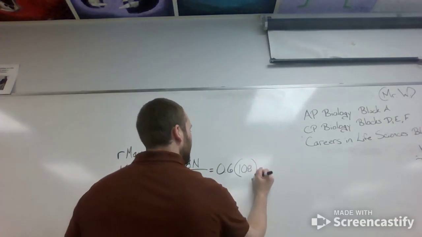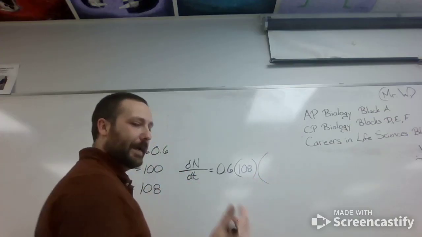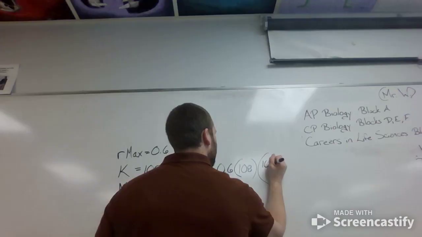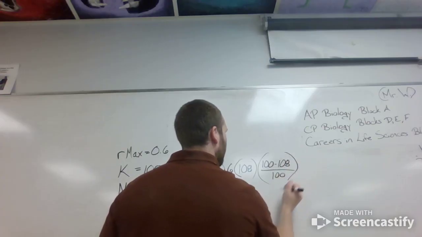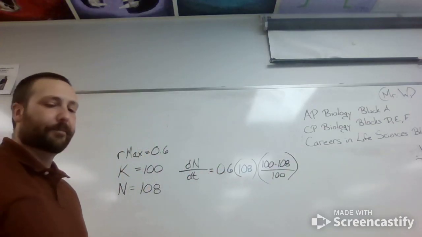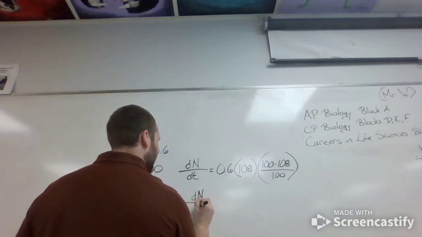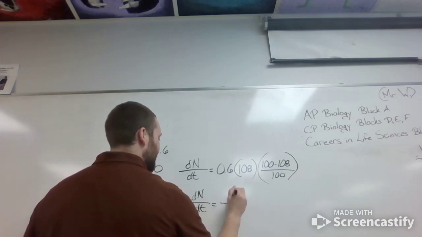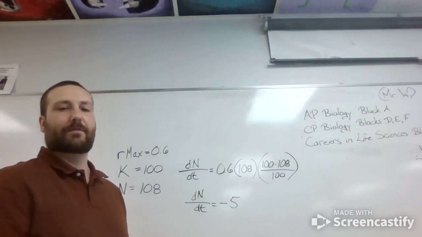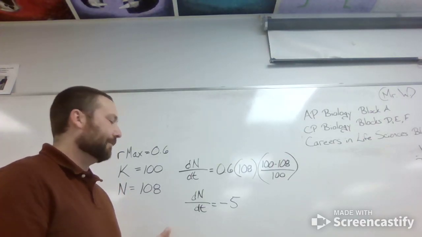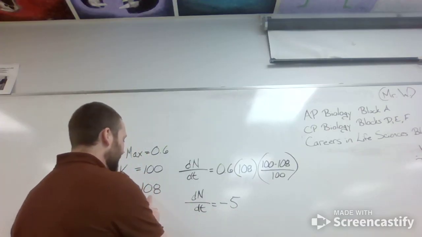Okay. And then we have the big set right here. This is K minus N all over K. K is your carrying capacity. So we have 100 minus 108 all over 100. All right? So if you calculate this out, and I'm doing this from memory, your change is going to be -5 and then a little bit. But you're not going to have a little bit of wolf unless something terrible happened to that wolf. So roughly -5.